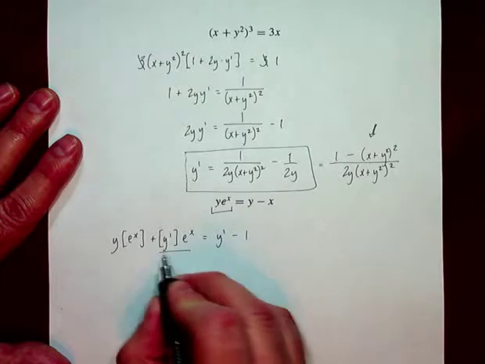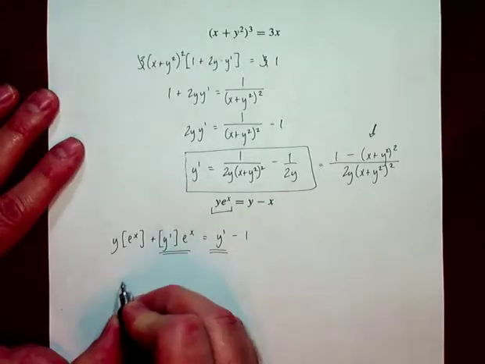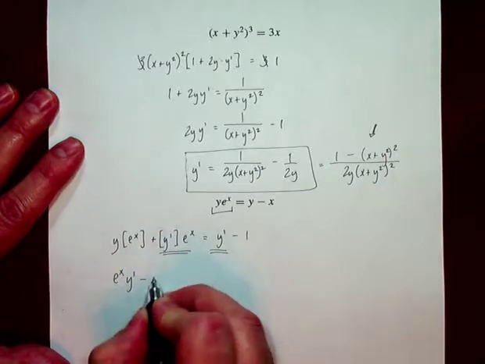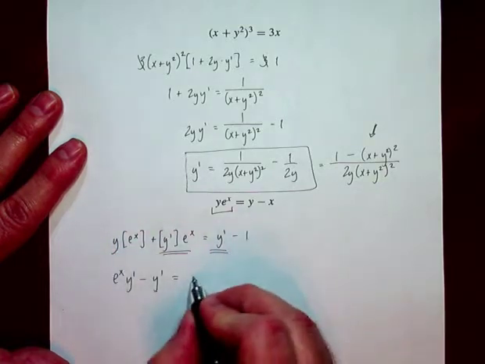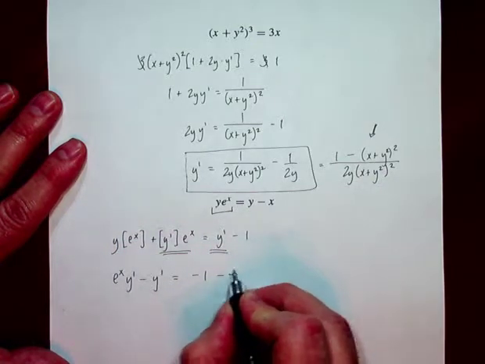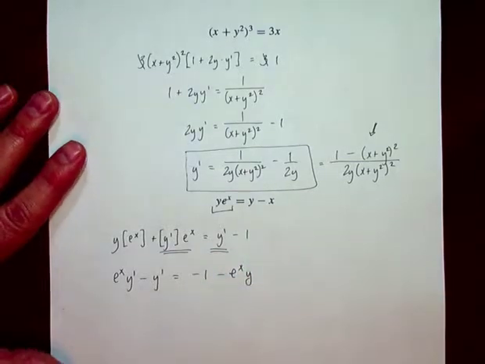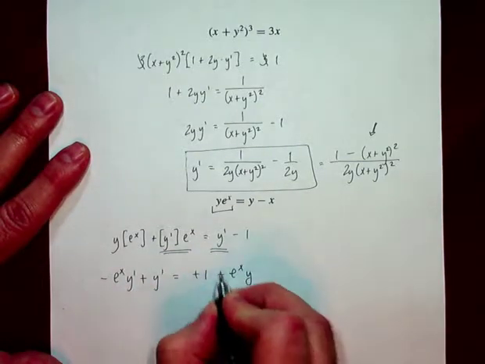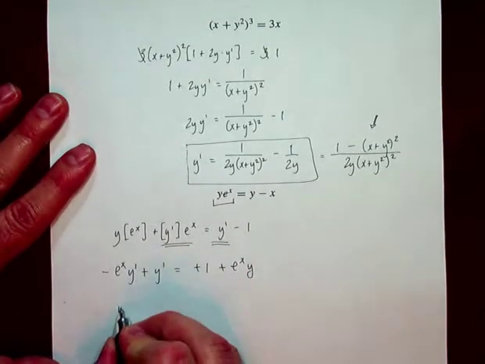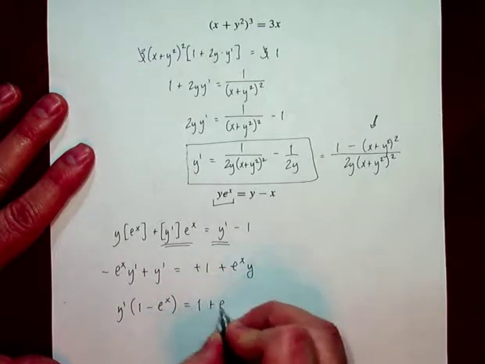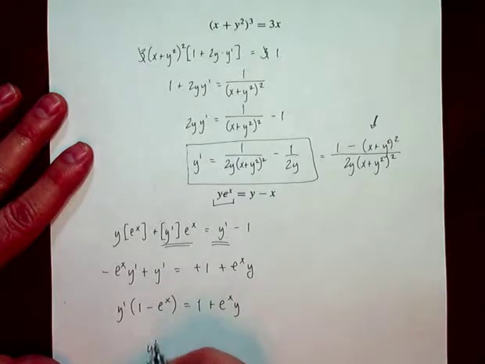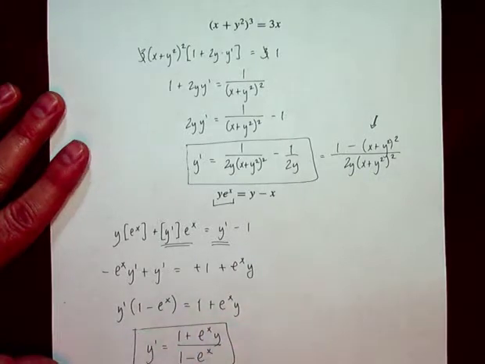Now notice I have 2 terms with y prime in it. So we can go ahead and bring that y prime over here to the left-hand side, and we can shove this non-y prime term over to the left-hand side, and we get that. Okay, well, I like fewer negatives, so let's multiply through by a -1. When I factor out the y prime, I get 1 minus e to the x, and I have 1 plus e to the xy. I simply need to divide by this binomial, and I get this for my derivative.